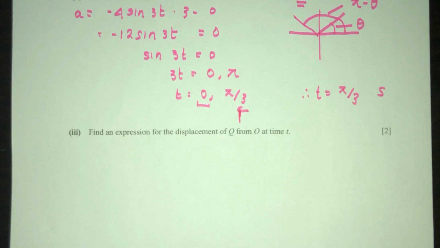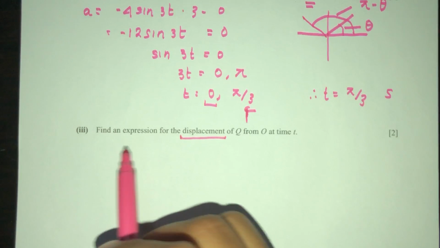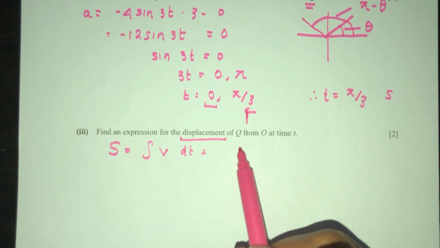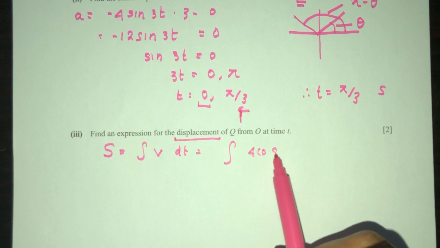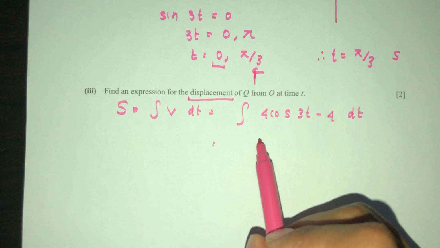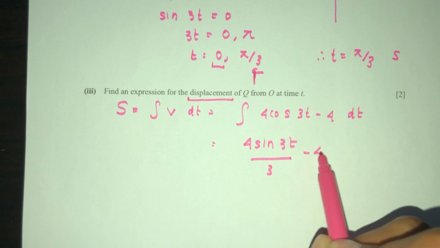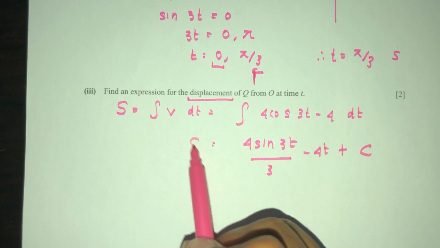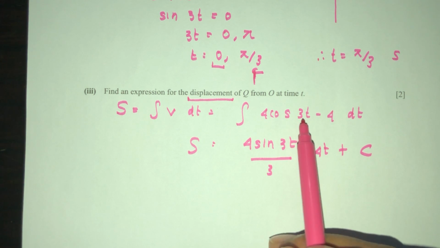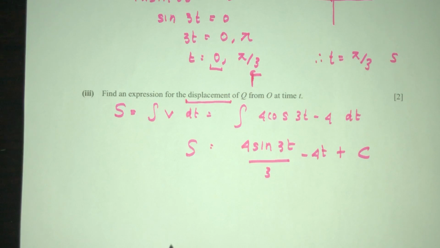Now for part 3, we find an expression for the displacement of Q. Okay, so we have to know displacement S is equal to the integration of V with respect to dt. That will be integration of V, V is 4 cos 3t minus 4, dt. Solve, that will become what? That will become 4 sine of 3t divided by 3, minus 4t, plus c for the constant of integration. Now obviously integration of cos is actually sine. It is not minus sine. And then we have to divide by d by dt of this. So d by dt of 3t will be 3, divided by 3. You will have this. Okay.